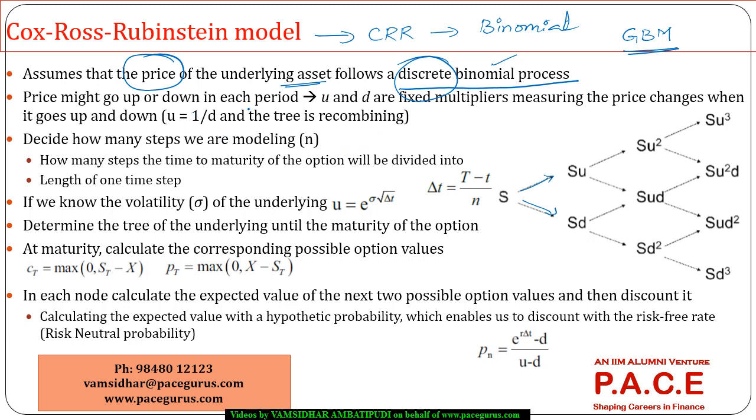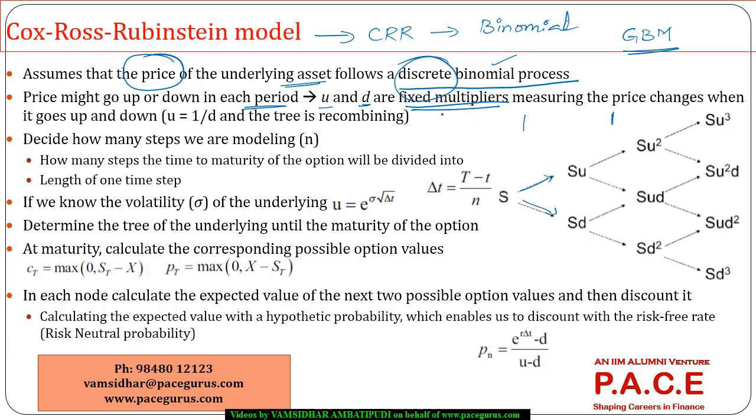The price might go up or down in every period. The period could be as long as 10 days, or it could be as short as a minute or even a second. So whatever is the period that we are considering, within that period, the price might either go up or down. And the factor of change, up and down, is specified by U and D. U indicates the factor by which the price goes up. D indicates the factor by which the price comes down.